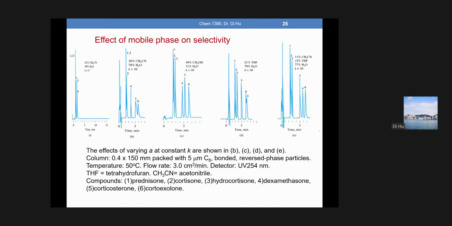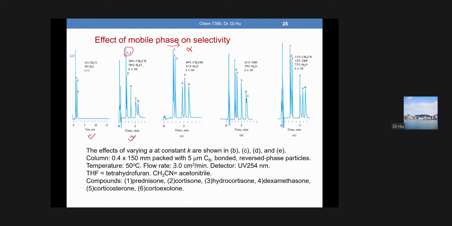Okay, so based on that, let's go back to this example again. The example we are talking about is A and B, right? We see the separation is not good at the very beginning. Then we change the composition of the mobile phase, increasing the percentage of water. Now we can achieve enough separation, but not really good selectivity of components 1 and 3. The next step after improving K, starting from here, is to work on how to improve the alpha.